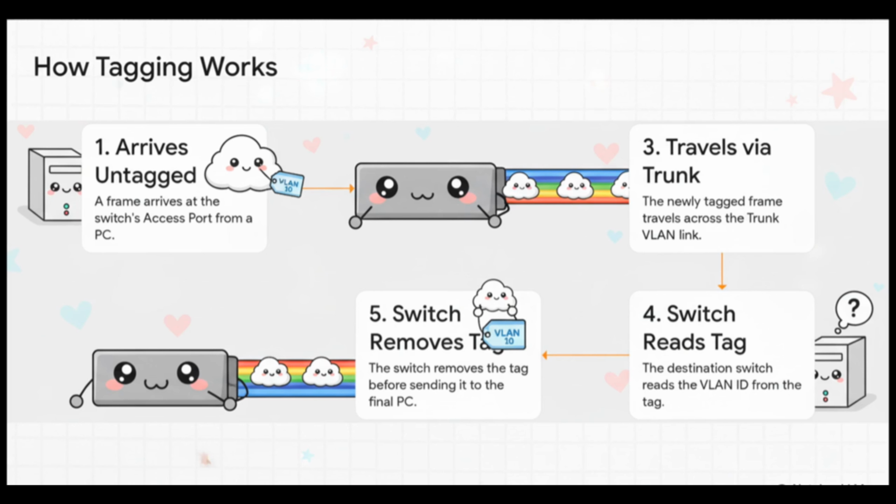Okay, let's walk through the whole journey. A piece of data leaves your PC and travels to the switch. Right now, it's untagged. The switch sees it came in on an access port for, let's say, VLAN 10. So boom, it slaps an 802.1Q tag on it with the VLAN ID of 10. Next, that newly tagged data zips across the trunk link to the other switch. That second switch reads the tag, sees VLAN 10, and knows exactly where it needs to go. And here's the final brilliant step. Right before sending the data out to the destination PC, the switch removes the tag. The PCs and printers at the end have no idea any of this tagging ever happened. It's all done behind the scenes.